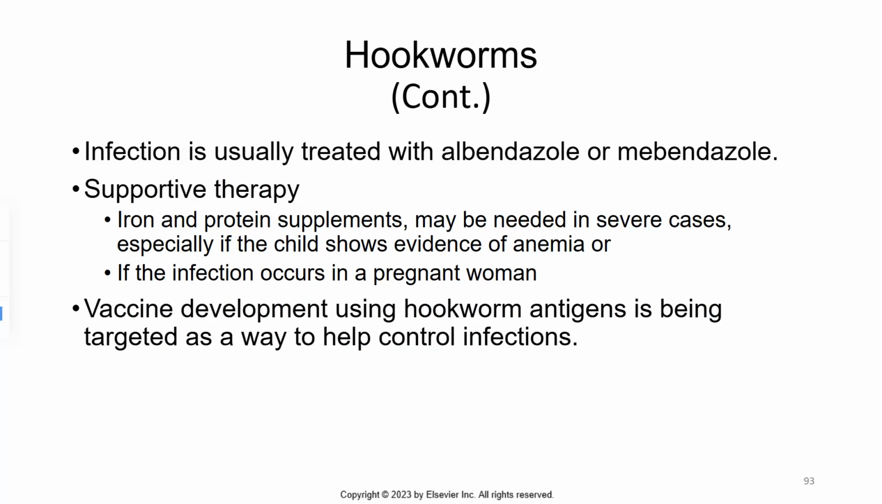Infection is usually treated with the same drugs we've been talking about for roundworms. So we've got albendazole or mebendazole. Supportive therapy, iron and protein supplements may be needed in severe cases, especially if the child shows evidence of anemia. If the infection occurs in pregnant women, they would need additional supportive therapy. Vaccine development using hookworm antigens is being targeted as a way to help control infections.